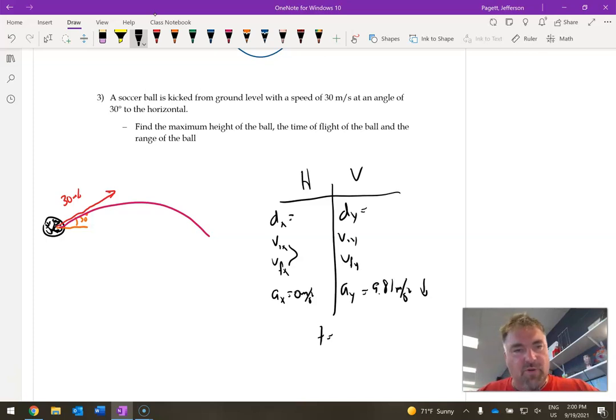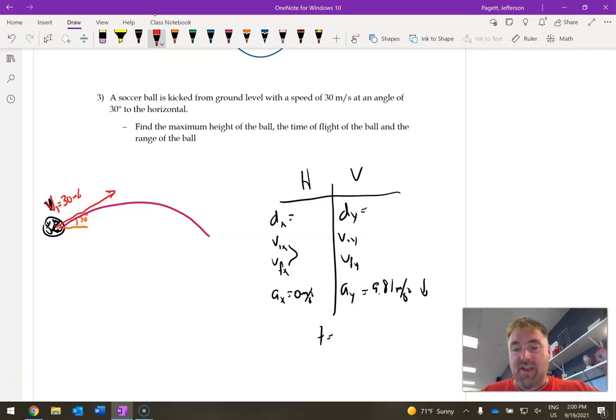And I say, all right, well, I don't know how far forward it goes. So dx is nothing. Vx, vfx, horizontal velocity. Well, I know that my initial velocity here is 30 meters per second. But is that horizontal? The answer is no. Was it vertical? The answer is no. So we can't fill out anything on this chart right now because I don't know the horizontal initial velocity. But remember our golden rule.